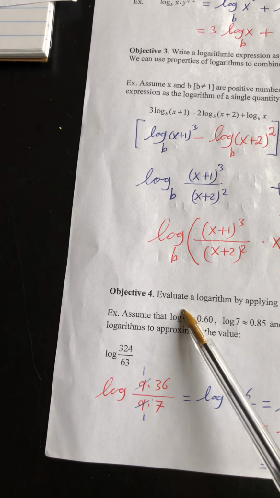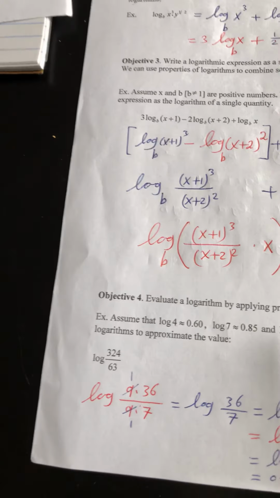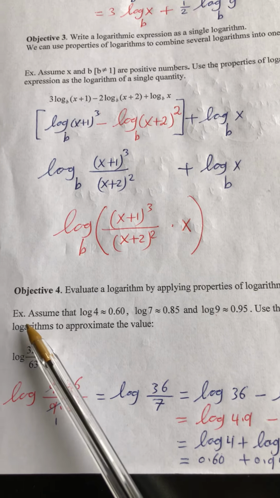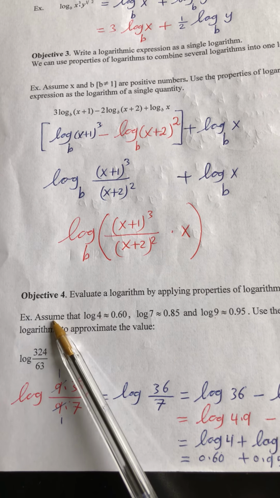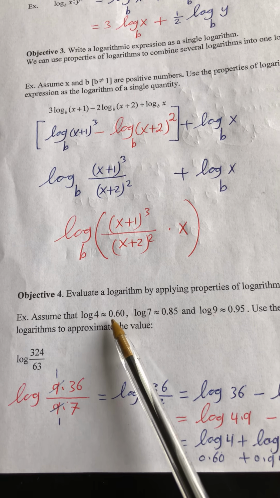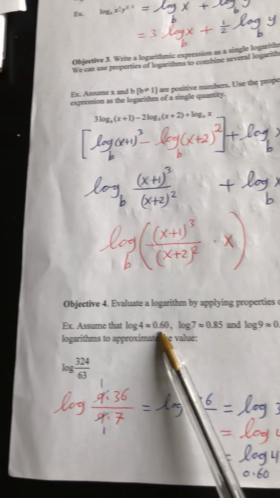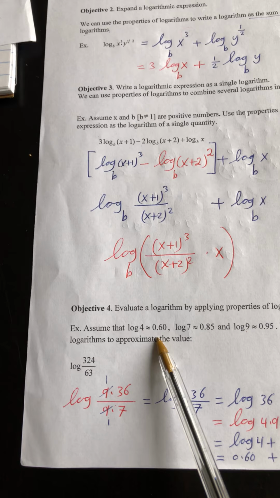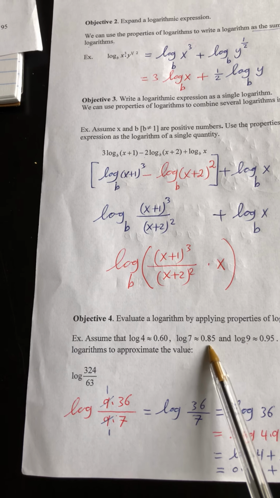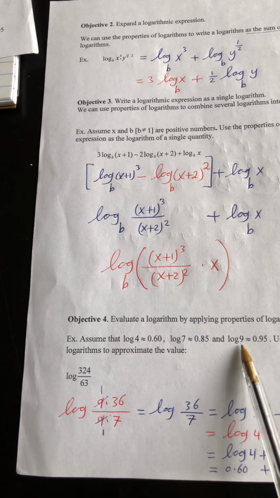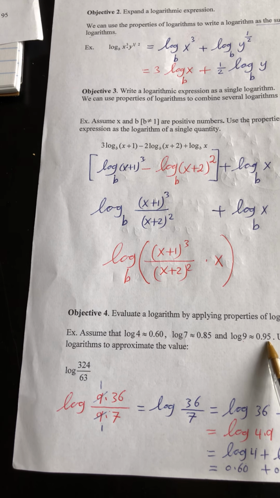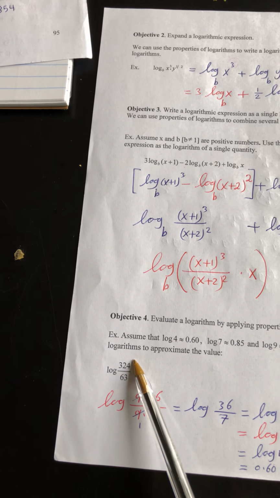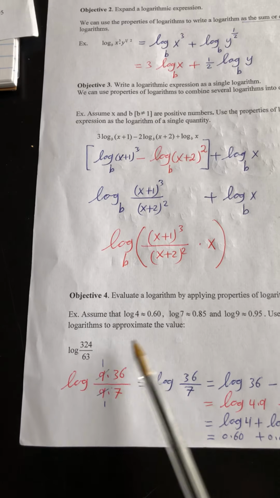Objective 4. Evaluate a logarithm by applying properties of logarithms. Example. Assume that log 4 equals 60/100. So this is given. So log 4 is approximately equal to 60/100. Log 7 is given also. Log 9 is approximately equal to 95/100. Use these values and the properties of logarithms to approximate the value.